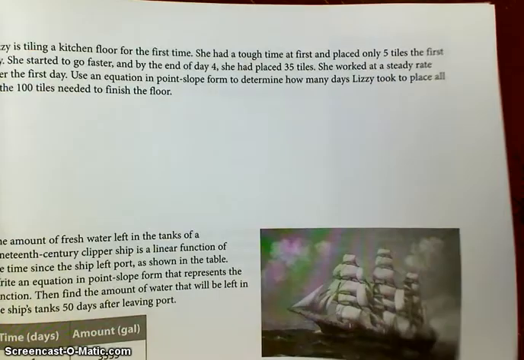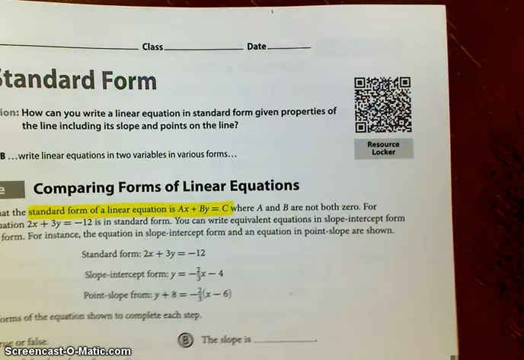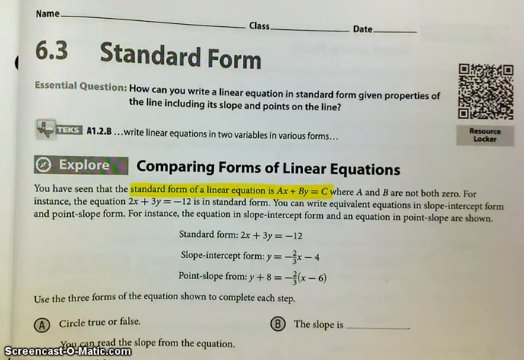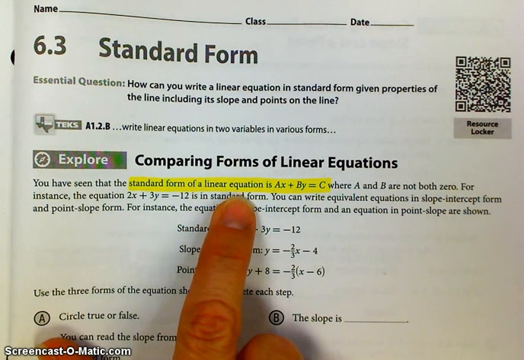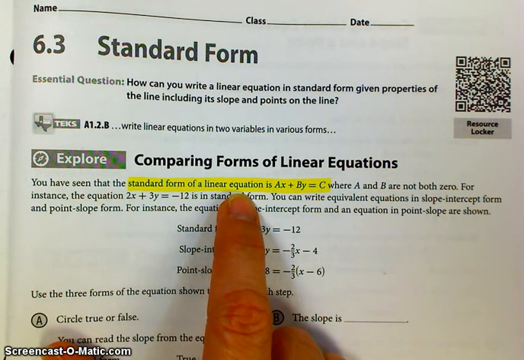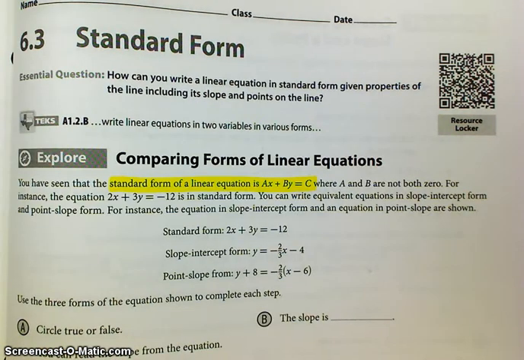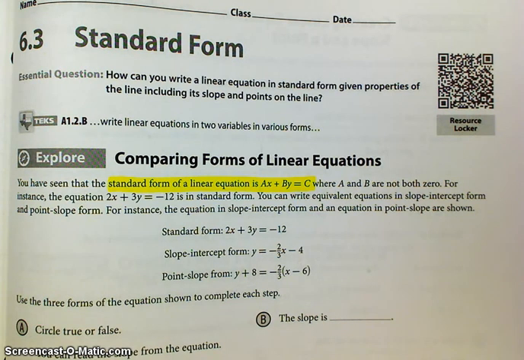And then Lesson 3, if I can ever get to it, is writing a linear equation in standard form. Remember, standard form is in the form of ax plus by equals c. So we're going to go through all three of these lessons together, but we're going to start with Lesson 1, which is slope-intercept form. So make sure you join me for that.